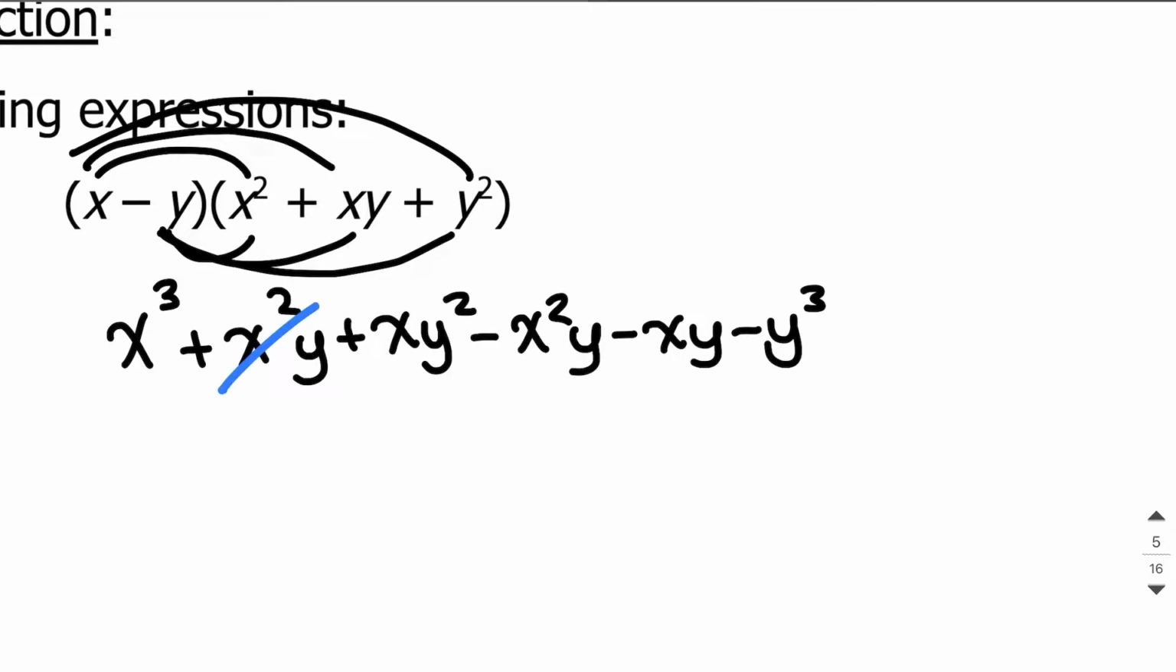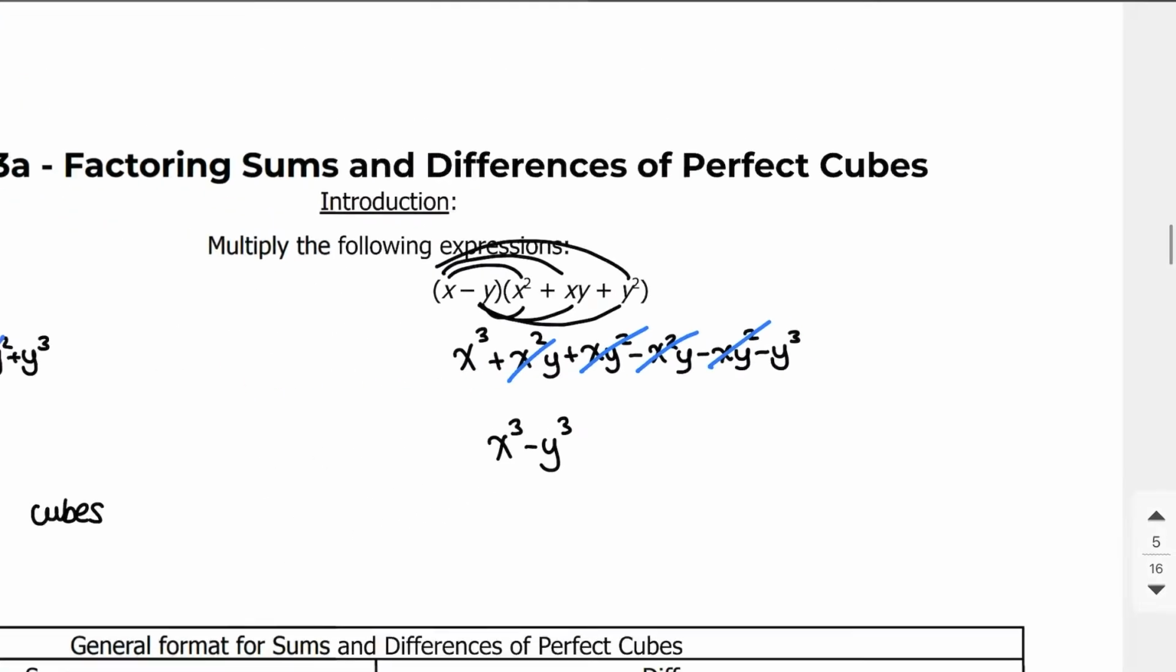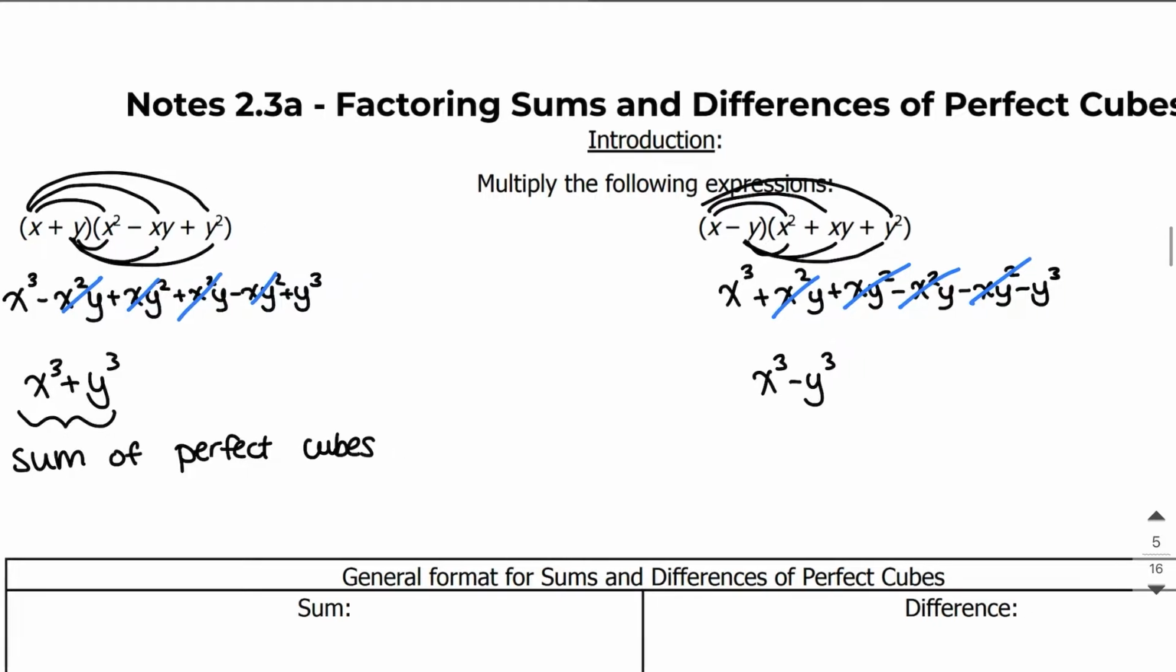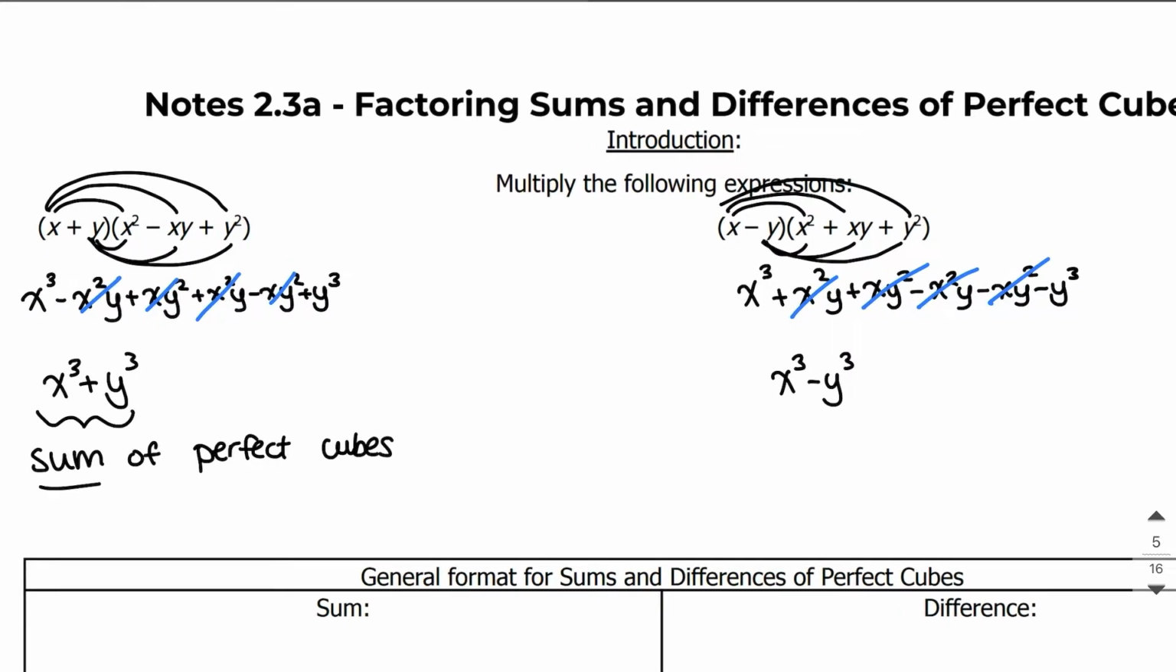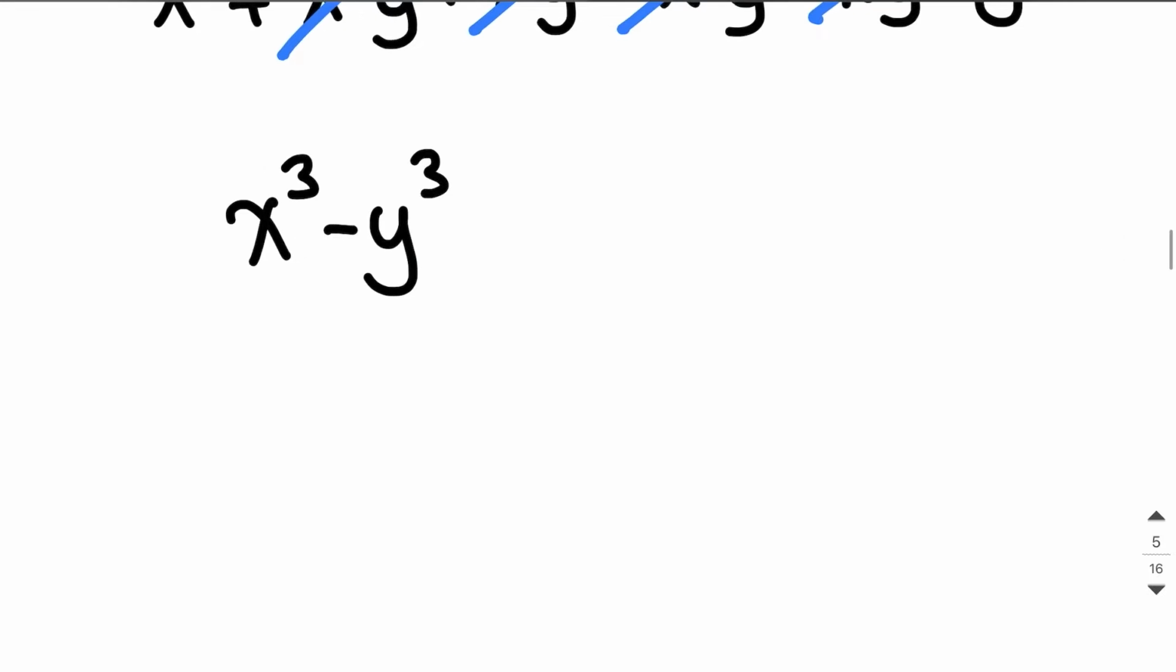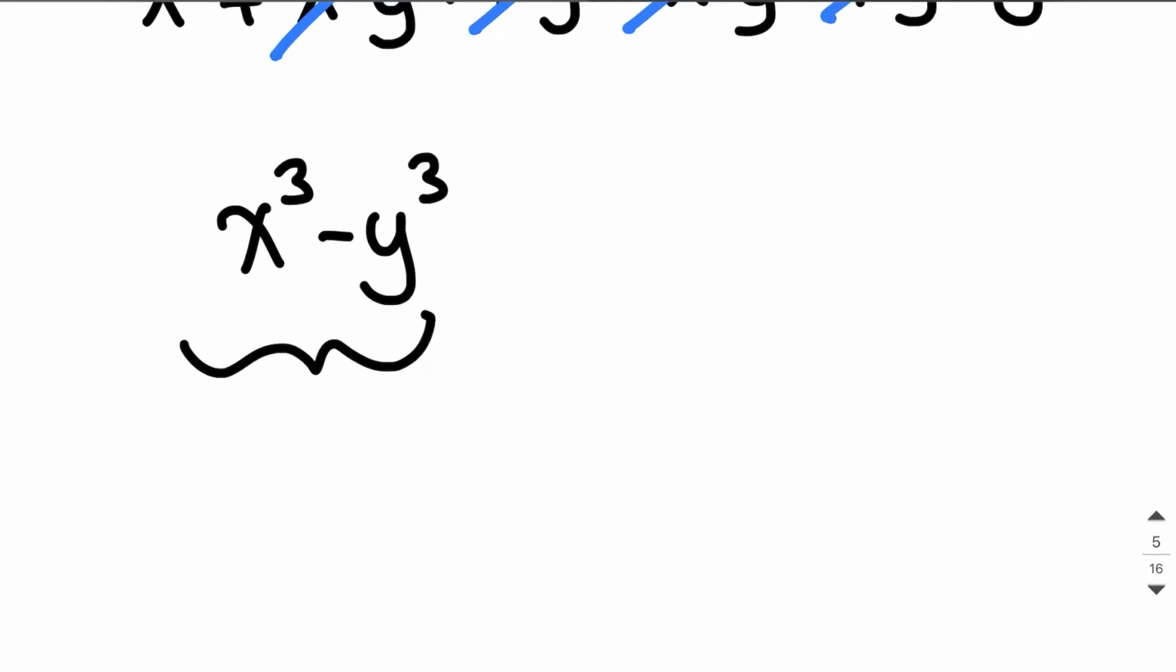The same thing happens. This x squared y cancels with this negative x squared y. Sorry, this should have said minus xy squared. And then we also know that this xy squared is going to cancel with this negative xy squared. So I end up getting x cubed minus y cubed, which is almost the exact same thing that happened here, except instead of it being a sum of perfect cubes, now we're going to have subtraction, or a difference of perfect cubes.